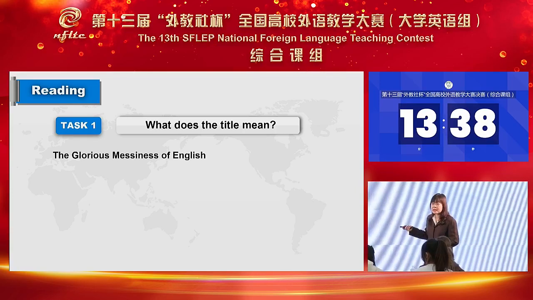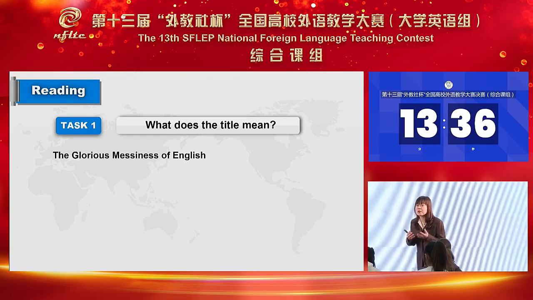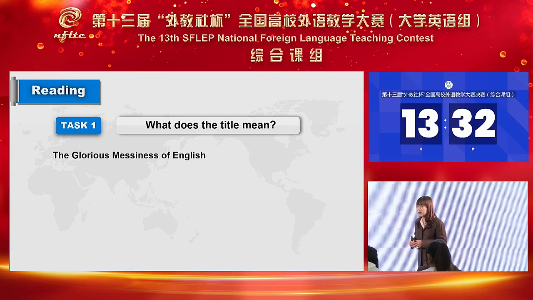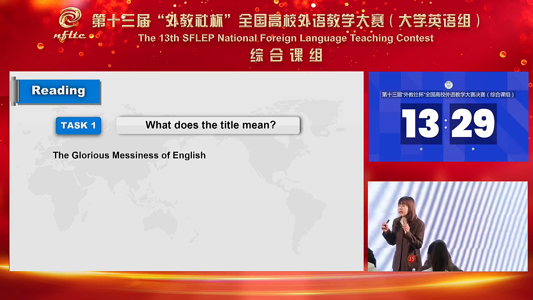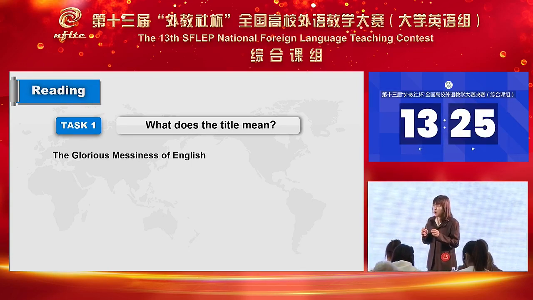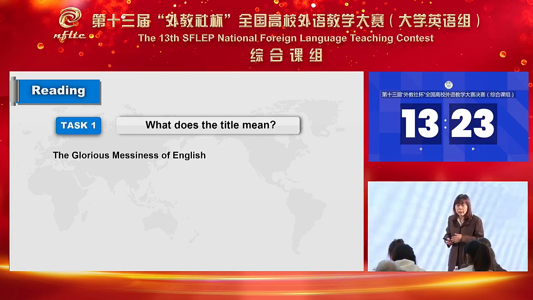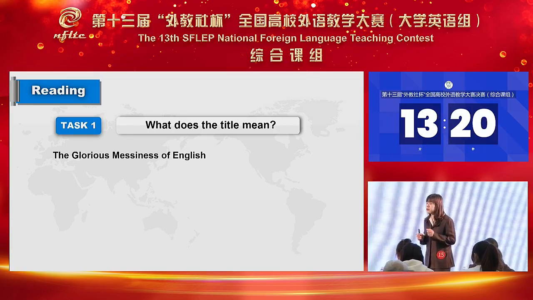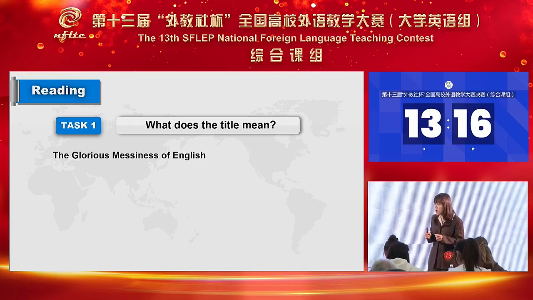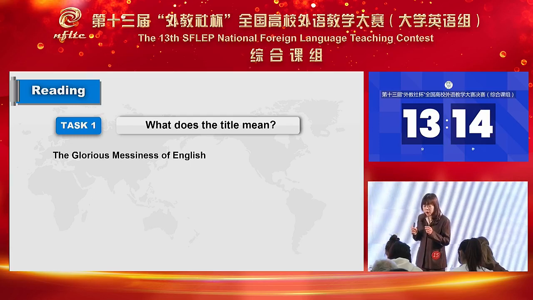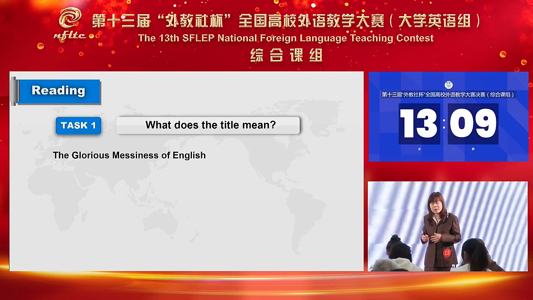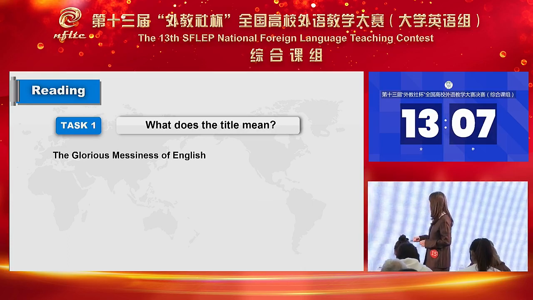The word glorious is a complimentary word. It's something good. Messiness is an uncomplimentary word. It's something bad. The author put these two apparently contradictory words together. What does he intend to say? Well, can you go to paragraph 3 and find out what the author means by using glorious messiness of English? I give you 30 seconds. Please read it and find out.